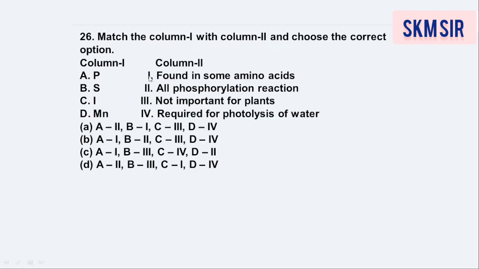Okay, coming to the next question, that is 26. Again this is matching, so obviously it will be very easy. Column 1, column 2, and choose the correct option. Phosphorus, what do you think? It is present in all phosphorylation reactions. And if you observe the options, A2 is present only in A and D options. So obviously, we will mark A or D as the correct option. Let's see ahead. Sulfur is present in some amino acids, that is B K1, and we are very sure that option A will be the correct one. That is option A for 26.